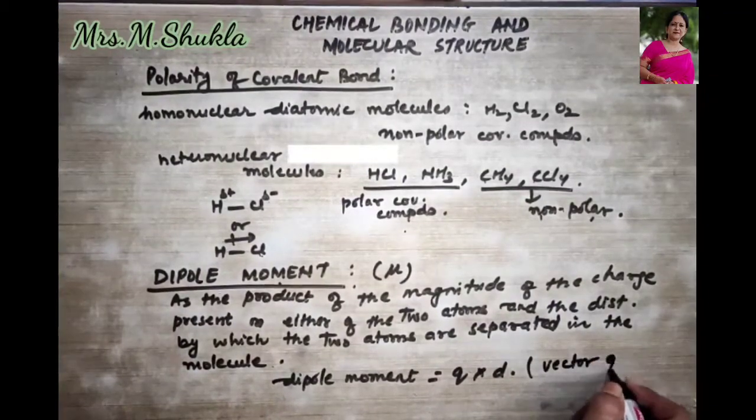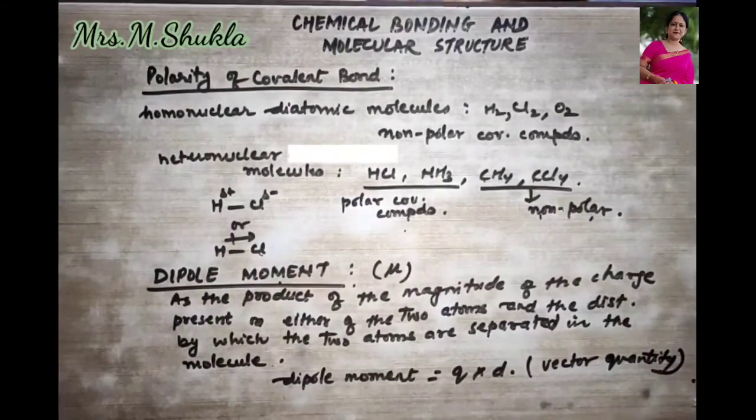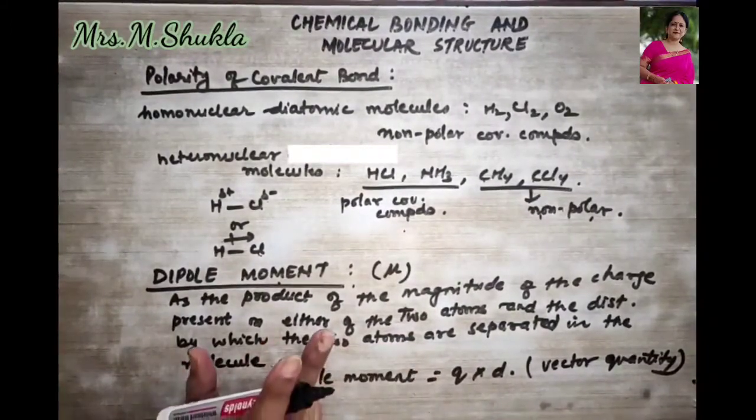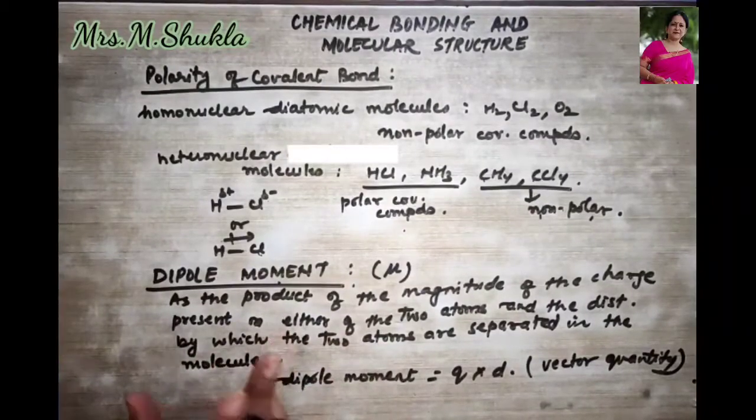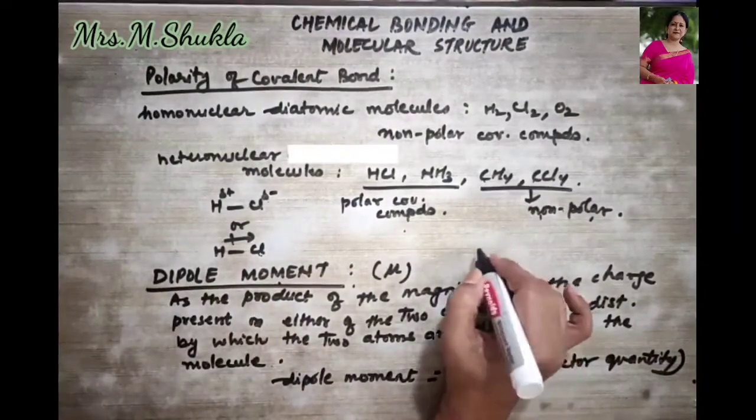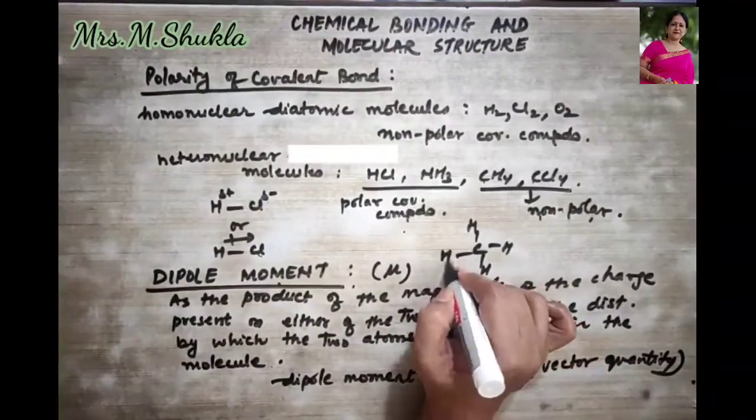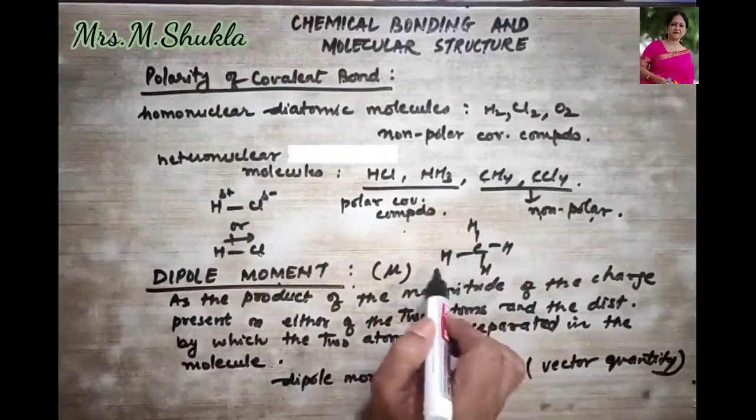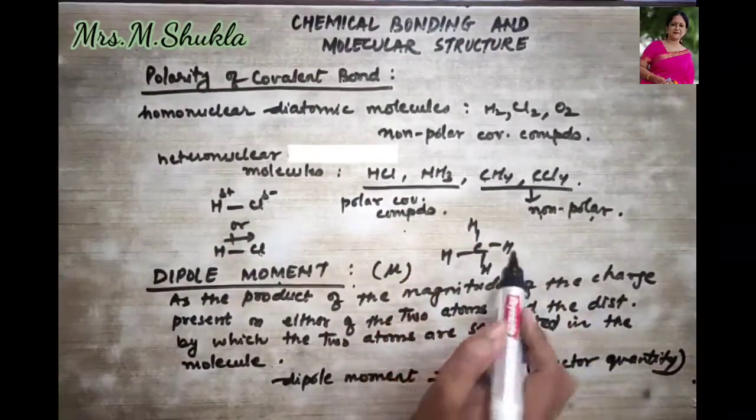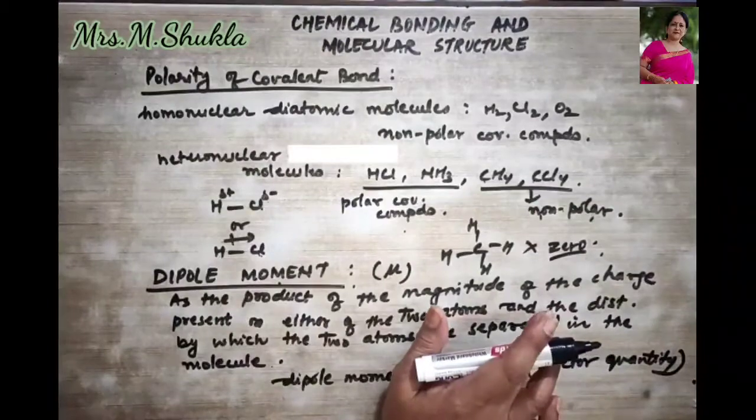What did I say? It is a vector quantity, right? There are certain molecules which have a regular geometry. So regular geometry means what? That the central atom has no lone pair, but it is attached to identical atoms. Then such molecules do not have dipole moment, or we say they have zero dipole moment, right?